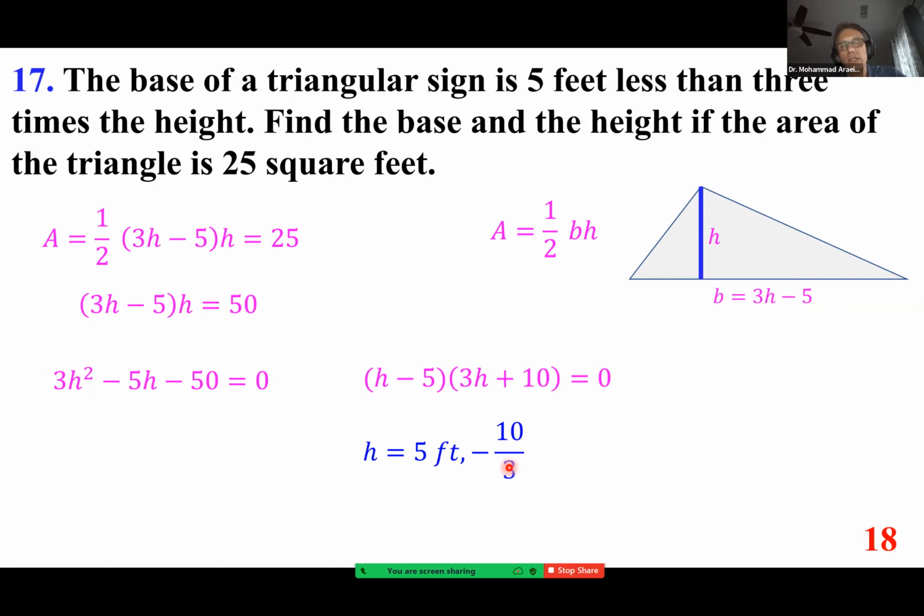Sides cannot be negative, so that's out. The only acceptable answer is 5. So if the height is 5, the base is 3 times that, 15 minus 5, or 10 feet. Does it make sense? Half of 5 times 10, is it equal to 25? Yes, it checks. We are fine.